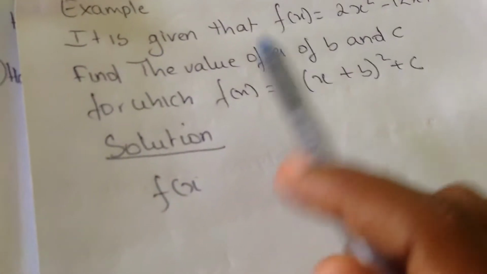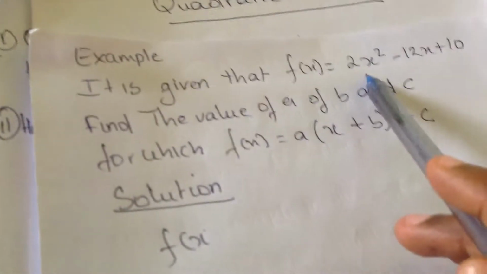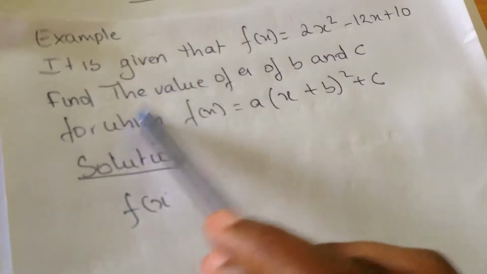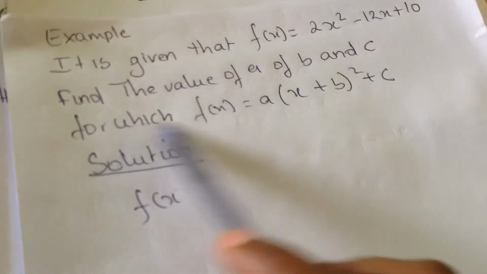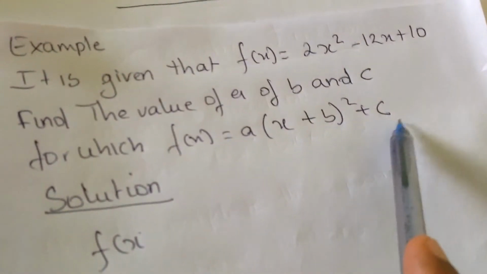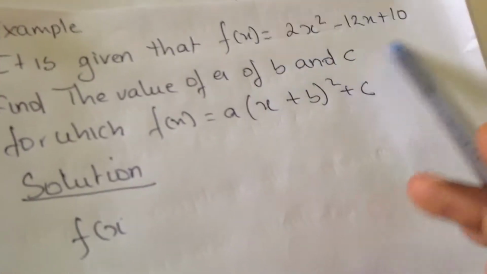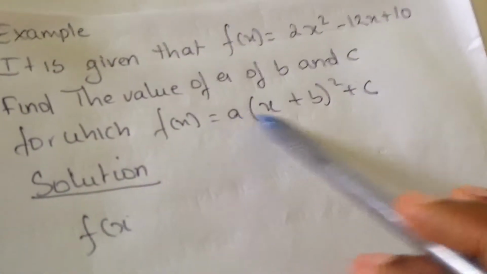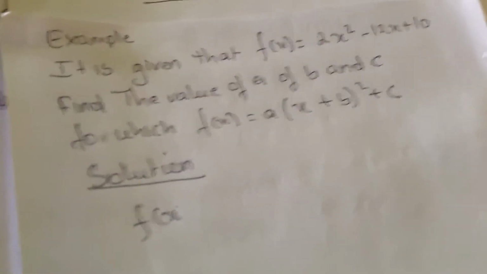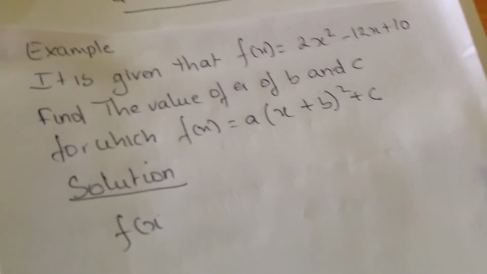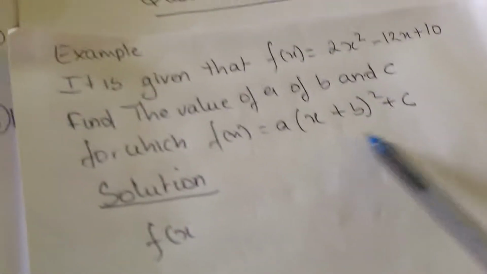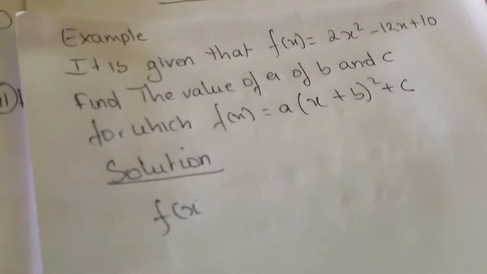So this is a past question. It is given that f of x is equal to 2x squared minus 12x plus 10. Find the values of a, b, and c for which f of x is equal to a into bracket x plus b all squared plus c. So I have to change this into this form. That's what you basically do when you are trying to complete the square. You are rewriting, or changing the presentation of, the quadratic into another form which most times looks like this.